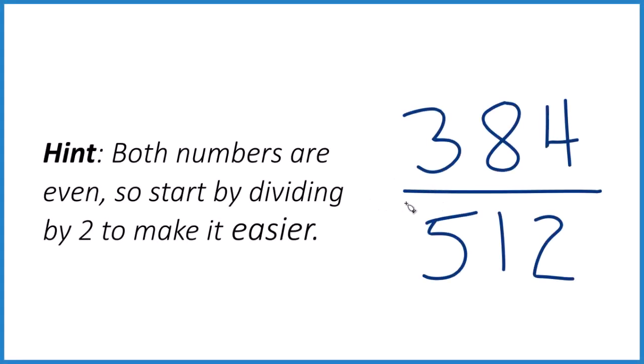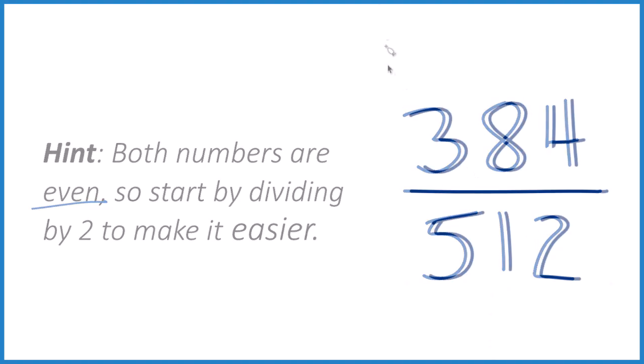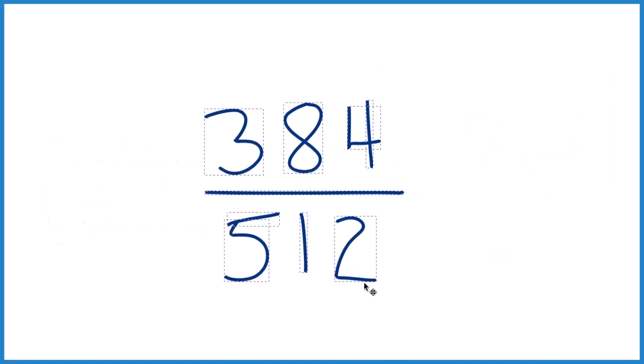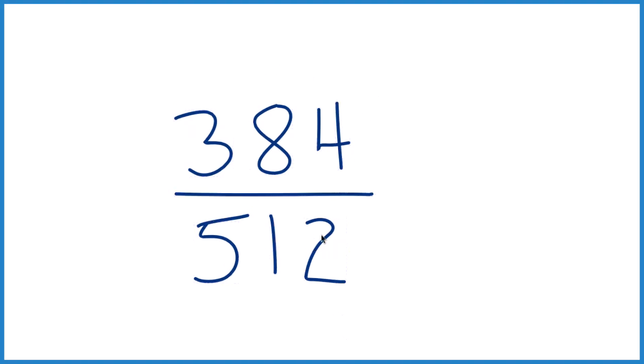This is Dr. B, and if you're here from the last video, we're solving this more challenging fraction here, simplifying 384 over 512. And here's a hint: if both numbers are even, just divide them both by 2, because that'll make it a lot easier. So let's do that. Let's move this over here a little bit, and I'm going to divide both numbers by 2.